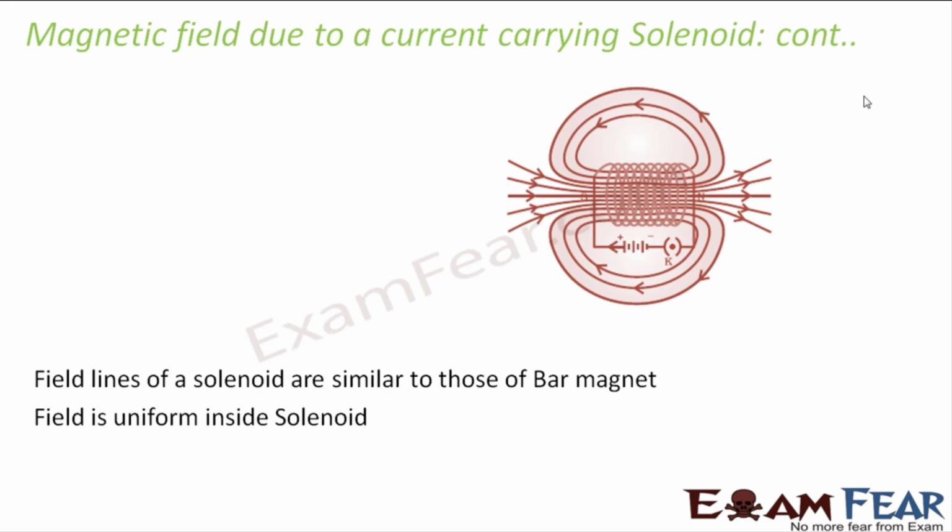So let us look at this. Now it has been observed that with a solenoid also the same experiment was done. Some iron filings were taken and placed on the solenoid, and it was found that they arranged themselves in a specific pattern. To our surprise, the pattern of magnetic field lines in the case of a solenoid was similar to that of the bar magnet.